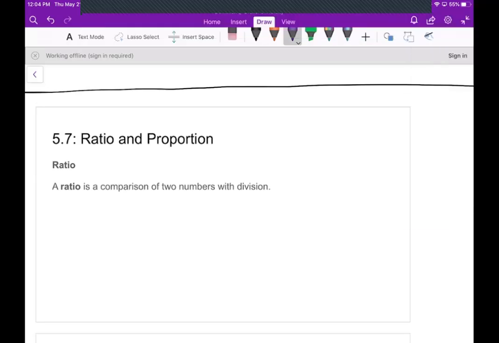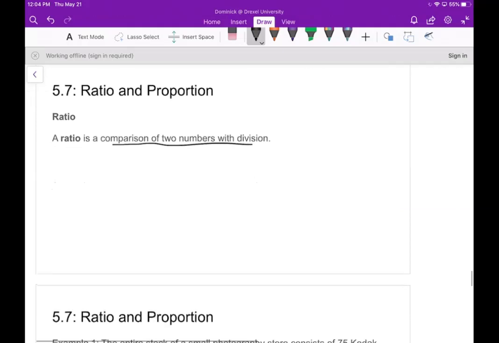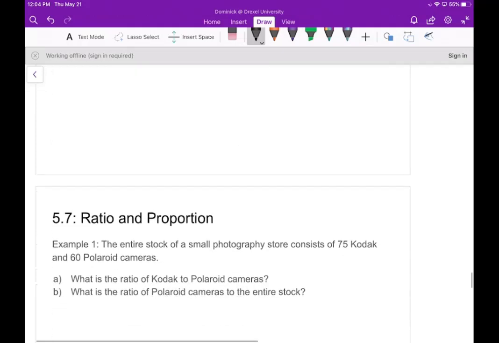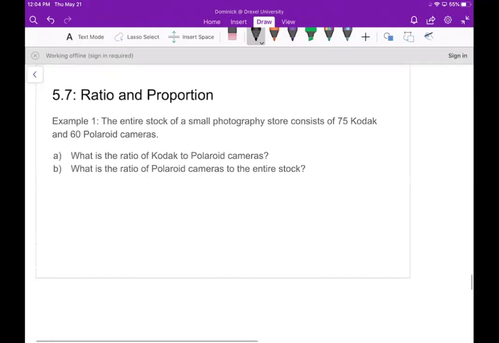Okay, guys, welcome. Today we're going to talk about ratio and proportion. The first thing we need to discuss is what we mean by a ratio. A ratio is simply thought of as a comparison of two numbers with division. That's how we interpret what a ratio is. Let's look at a basic example.